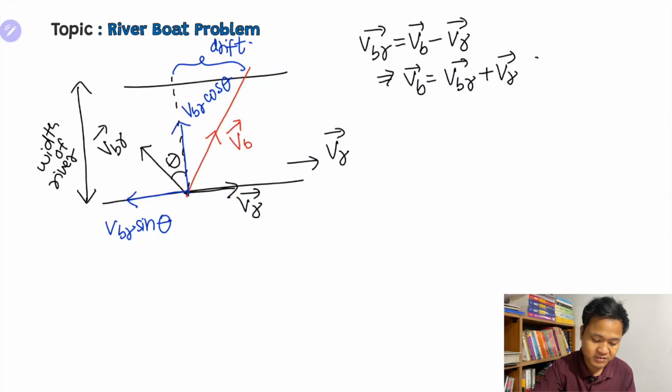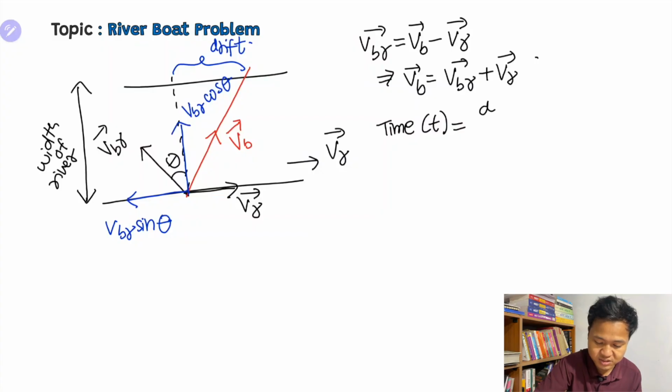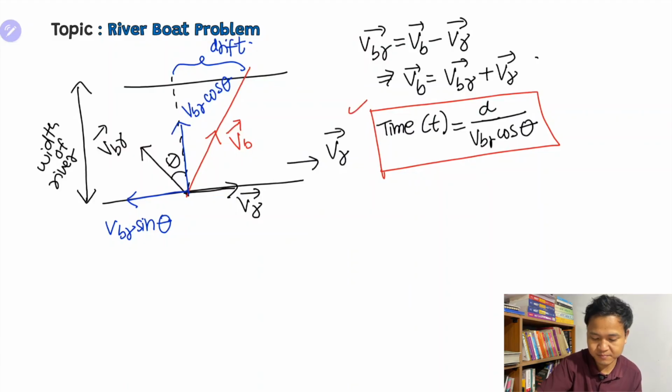If you are given D, in many questions D will be given, then you know the vertical component of velocity is VBR cos theta. VBR everything will be given. So the time to reach the other end is the distance, the width of the river, divided by the velocity which is along the vertical, that is VBR cos theta. So this is the first one: from here to the other bank, how much time it takes for the boat to reach. This is the formula.